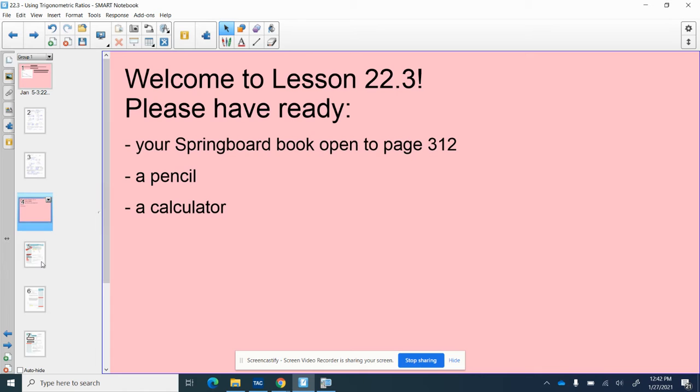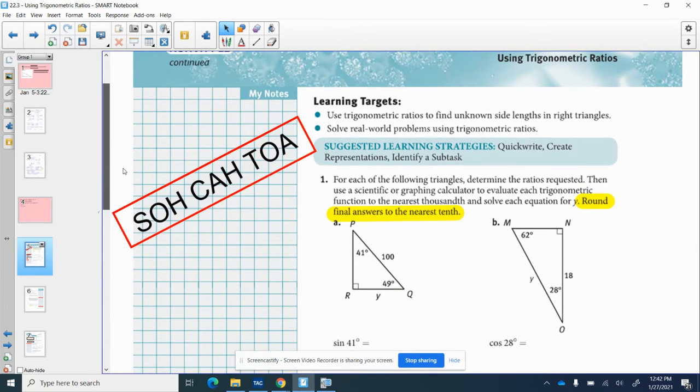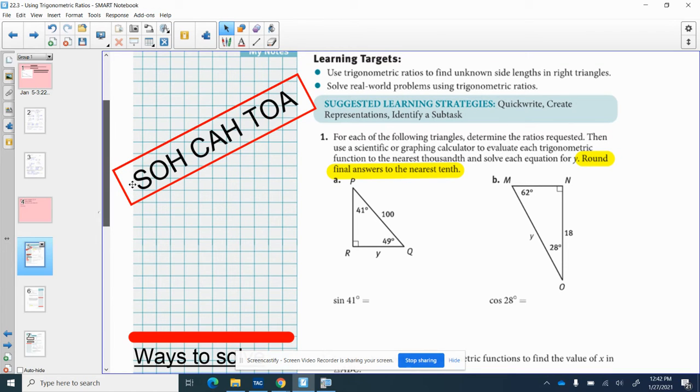So we've been talking a lot about SOHCAHTOA, right? Sine, cosine, and tangent. And we are now going to be able to use SOHCAHTOA to find the missing side in a right triangle, even if it's not a 30-60-90, 45-45-90, or given two sides. All we need is an angle and one of the sides. So what we're going to always start doing is label what we have.